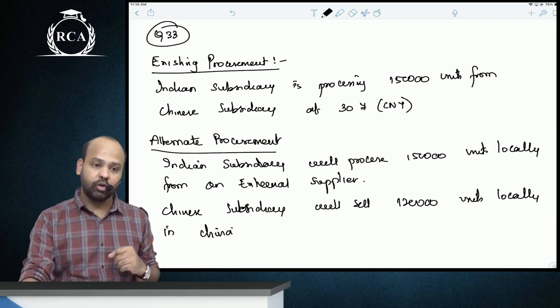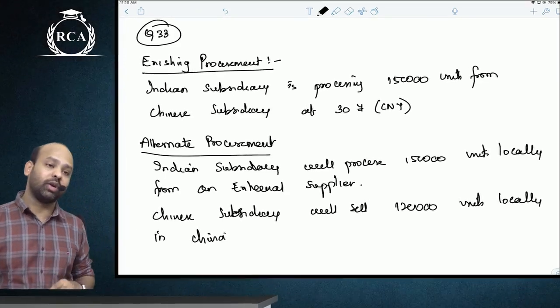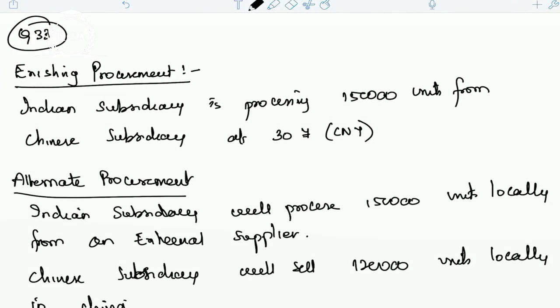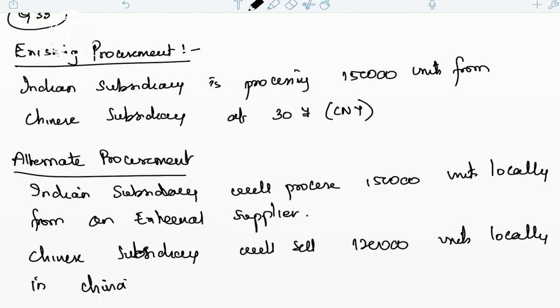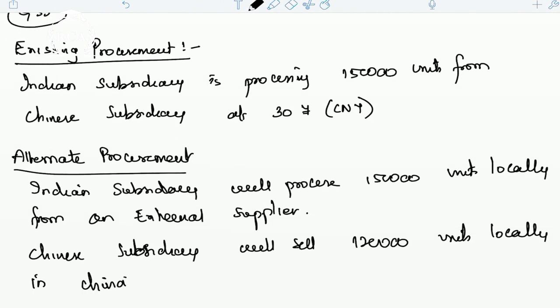Okay, write this down. First, this is what we are doing: what is the existing procurement plan and what is the alternative plan that we have? What is the existing plan and what is the alternative plan, guys? All of you do this first.